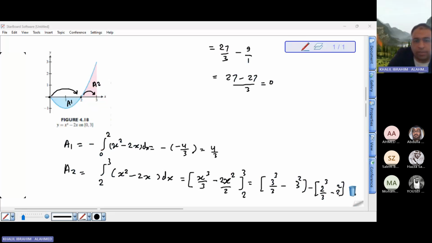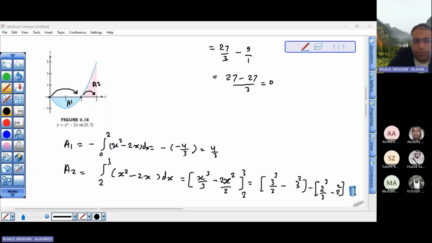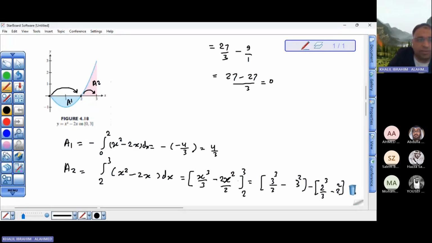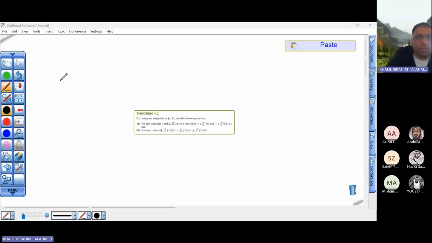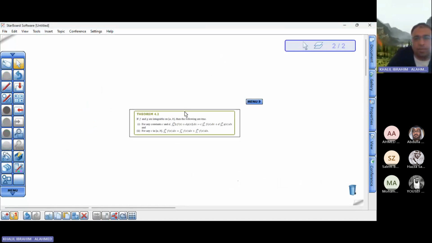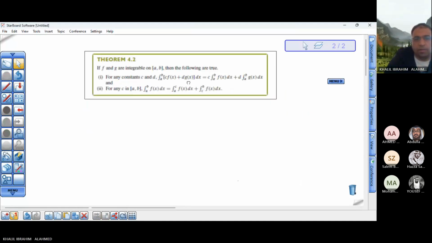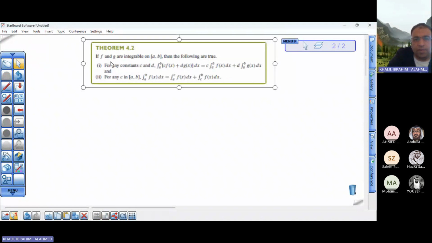Here, as you see in this theorem, I will show you the properties of the definite integral. In this theorem, as you see here in the picture, if f and g are integrable on the interval from a to b, then the following are true.